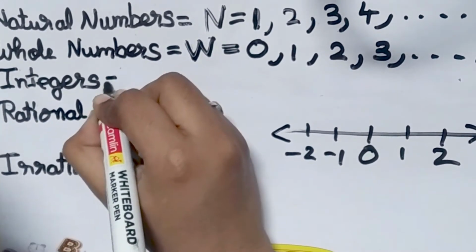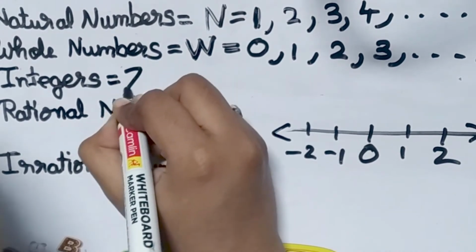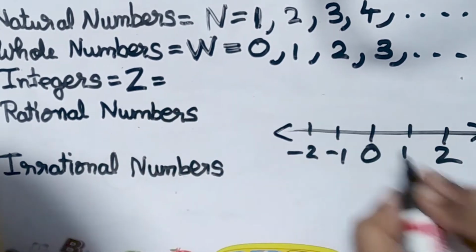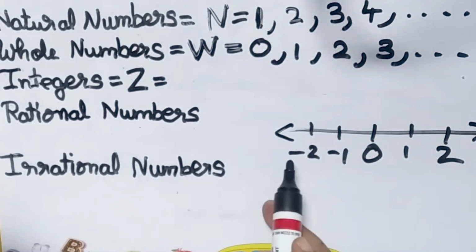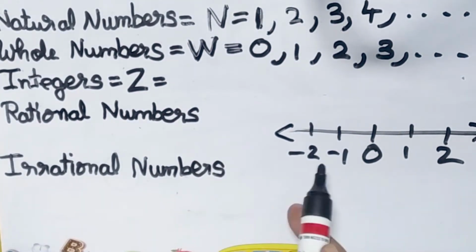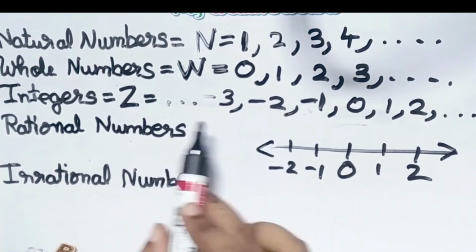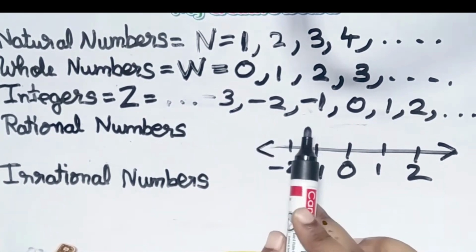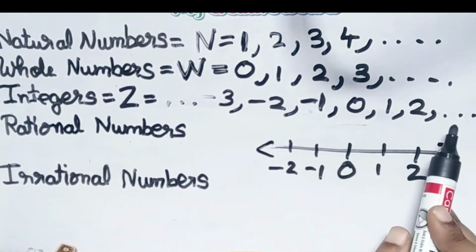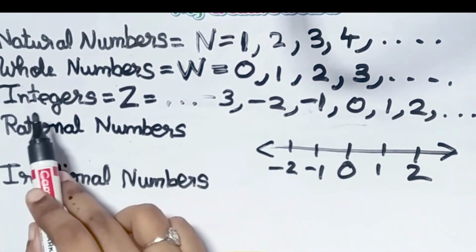Integers we will denote by capital Z, which is equal to, it will contain all the negative numbers. See, negative numbers also will never stop. Minus 3, minus 4 and so on, it will go on this side. So this side also it will go on continuing and this side also. So all the negative numbers, 0 and all positive numbers together are included in integers.